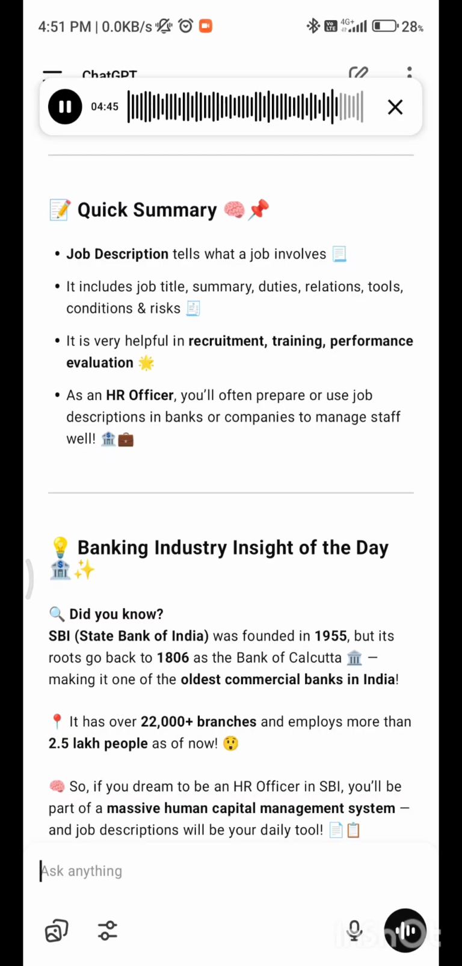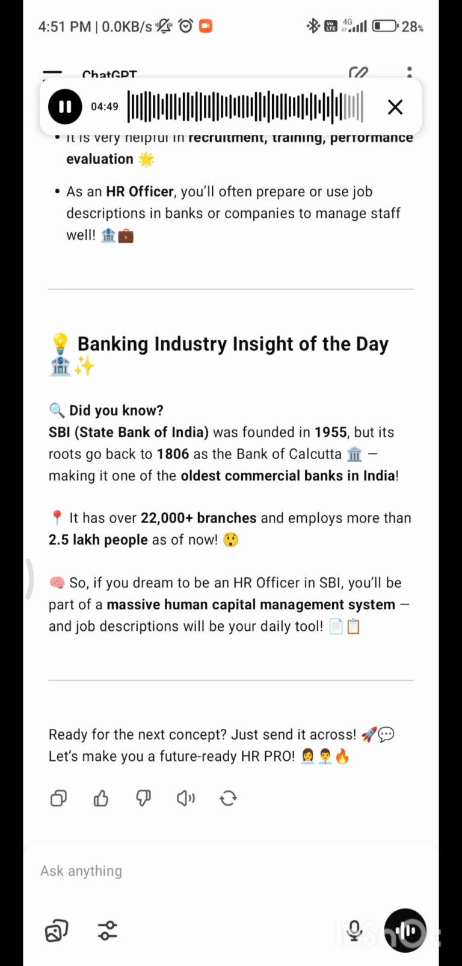Banking industry insight of the day. Did you know? SBI, State Bank of India, was founded in 1955, but its roots go back to 1806 as the Bank of Calcutta, making it one of the oldest commercial banks in India. It has over 22,000 plus branches and employs more than 2.5 lakh people as of now. So, if you dream to be an HR officer in SBI, you'll be part of a massive human capital management system, and job descriptions will be your daily tool.